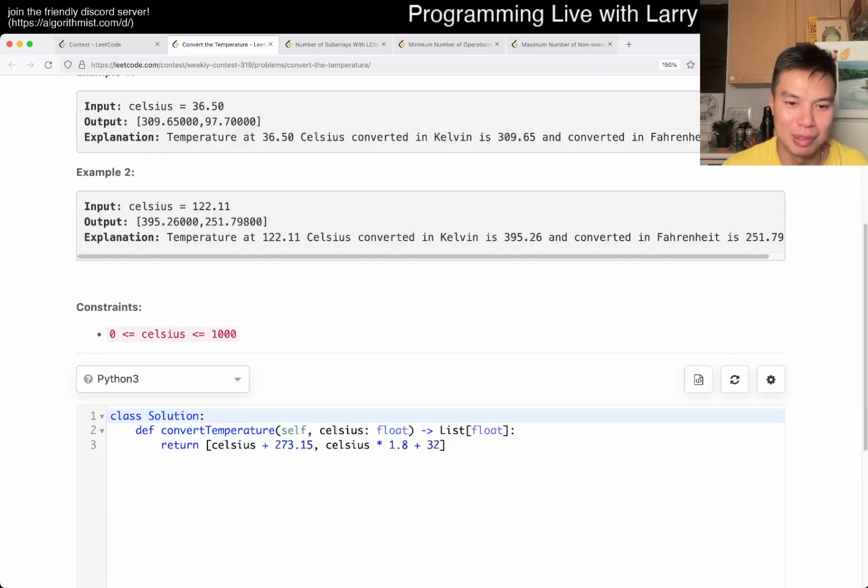This is my one liner, but I don't know how you can do it in more than, I mean, you could do it in more than one line if you really, really want to, but that's pretty much it.